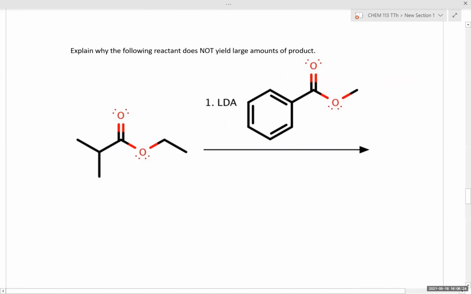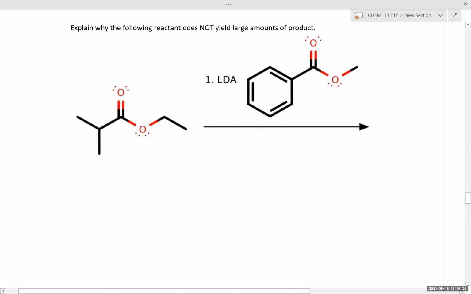Let's explain why the following reactant does not yield large amounts of product. This explanation will usually require a mechanism. So let's draw out the mechanism and let's see if anyone has an idea. It doesn't have 2 alpha protons, yep. And why is that a problem?